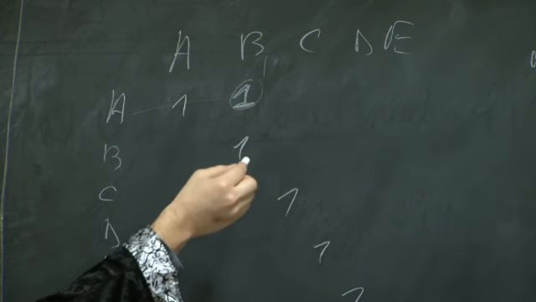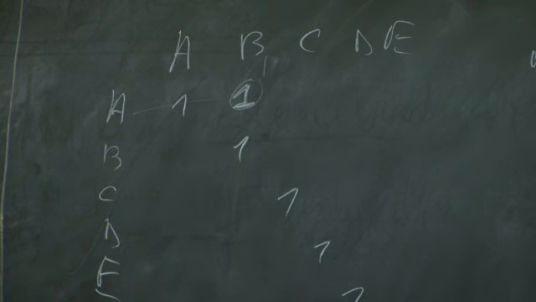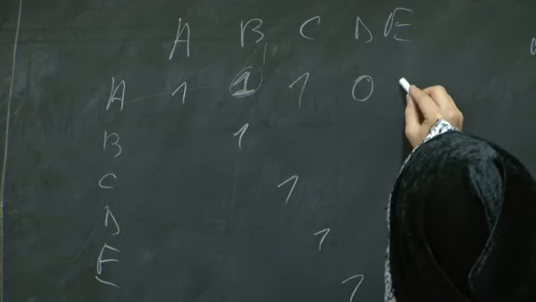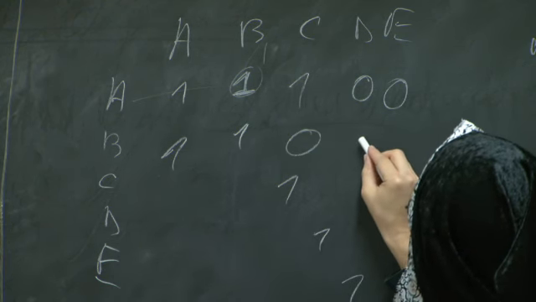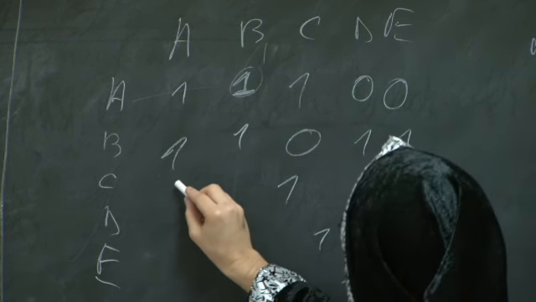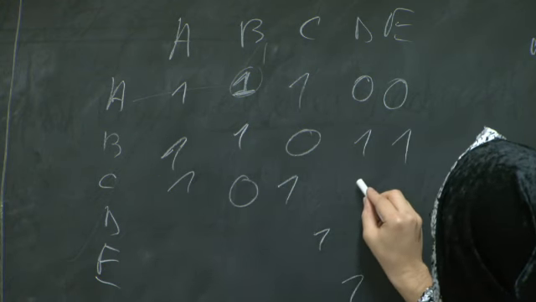So between A and C, someone dictate this to me. Or everyone dictate this to me so I know it makes sense. So A and C, is there an edge between them? Yes. What do I write? 1. A and D. No, 0. BA, 1. BC, 0. BD, 1. BE, 1. Okay. CA, 1. CB, 0. CD, CE.